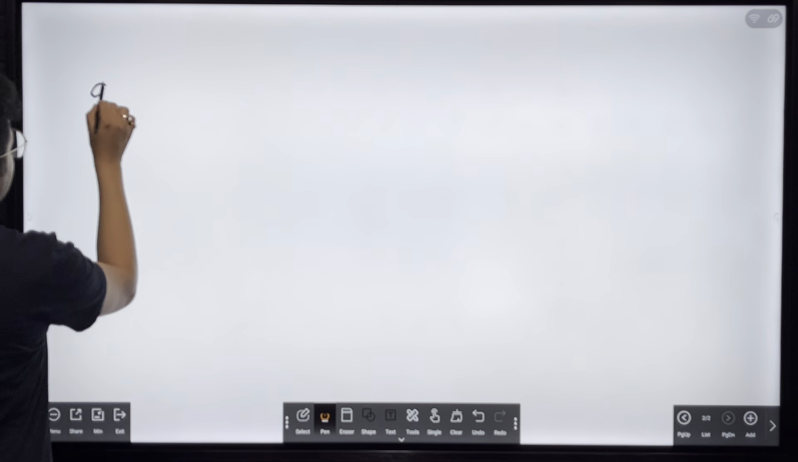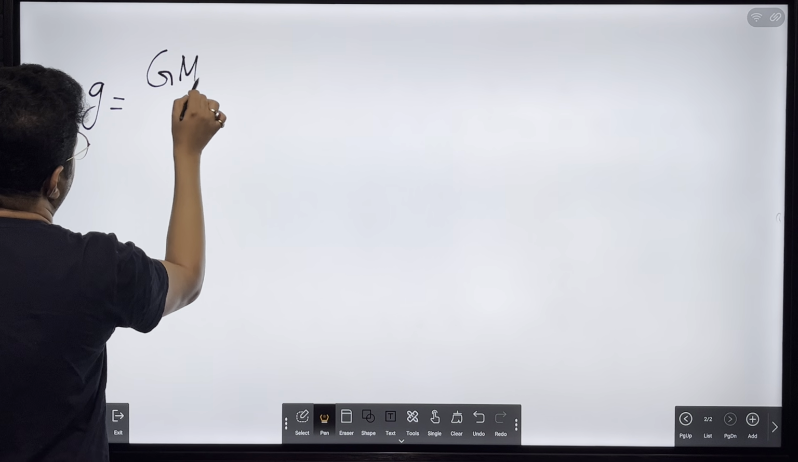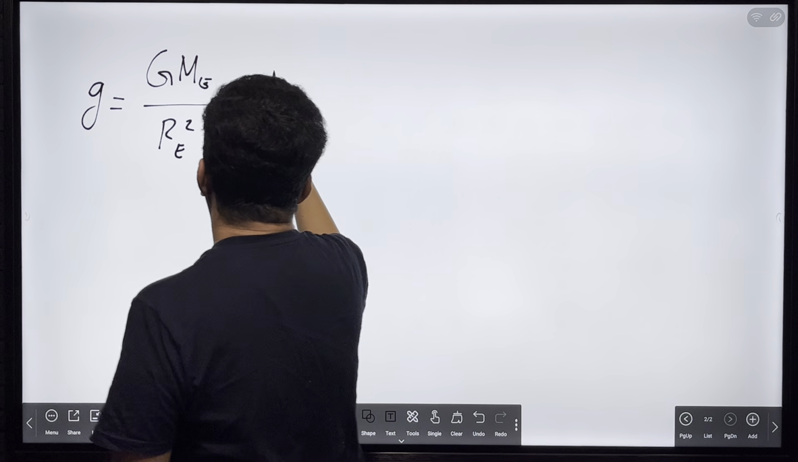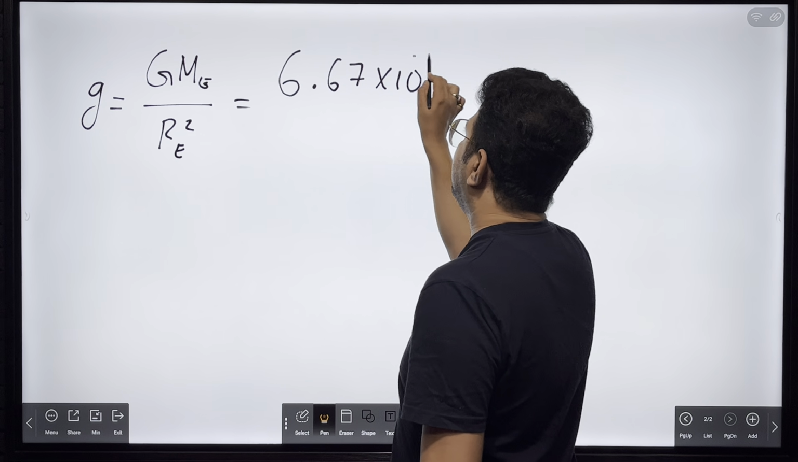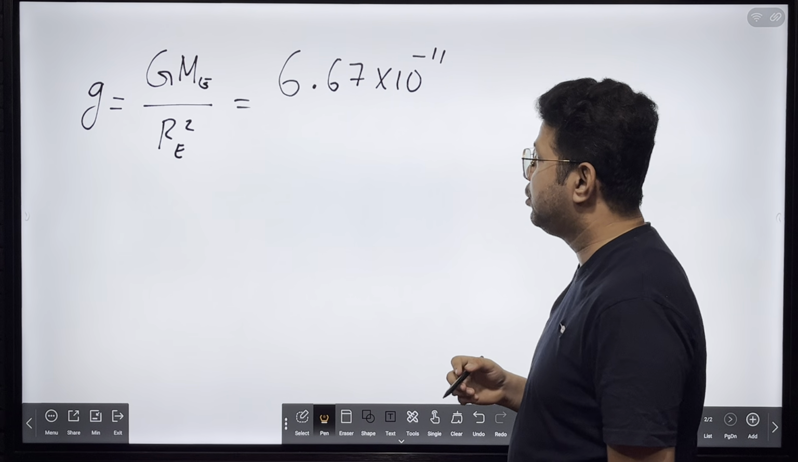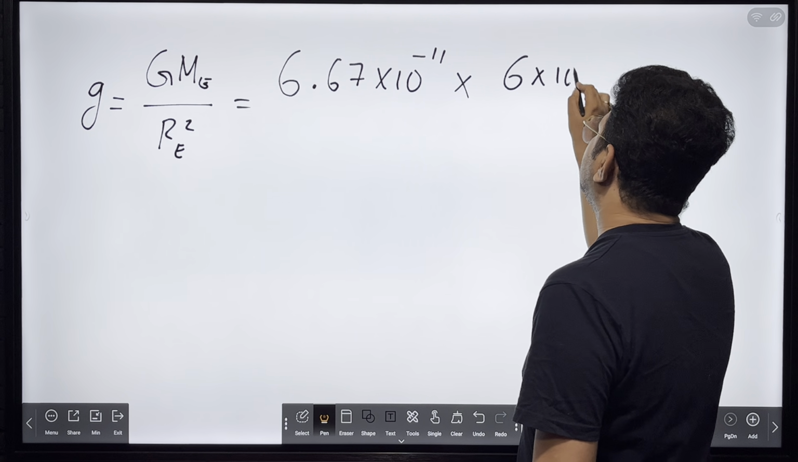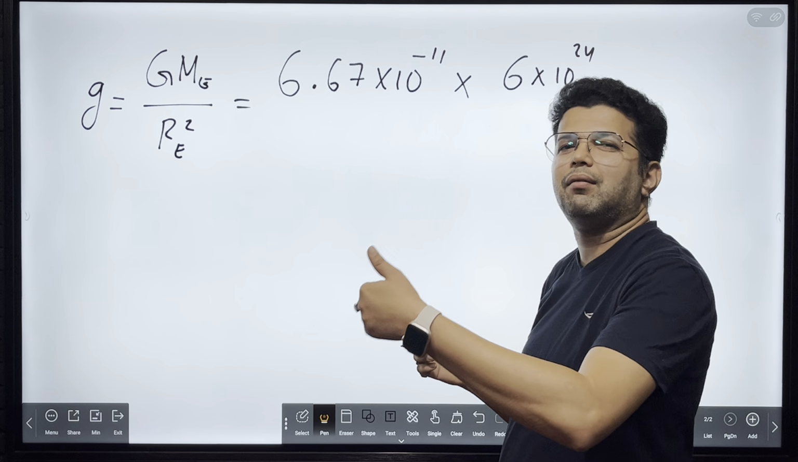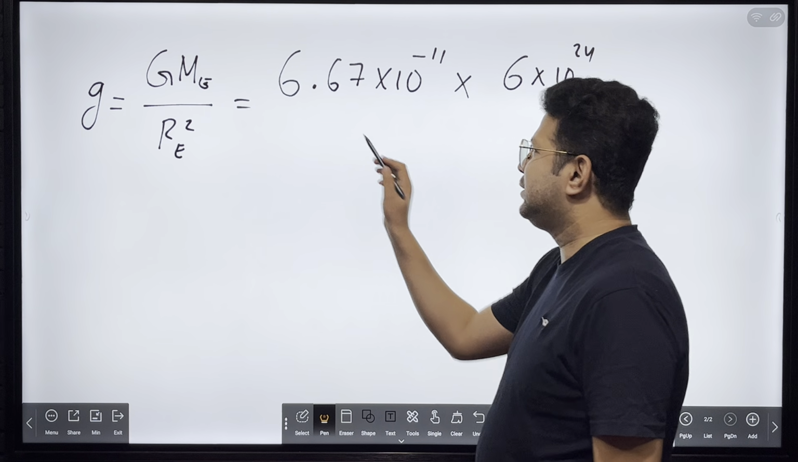So g is equal to, if you know all the values, G Me by Re square. That is equal to, G means what? What is the value of G? 6.67 into 10 to the power minus 11 Newton meter square kg to the power minus 2. Mass of earth is approximately 6 into 10 to the power 24 kg. It is something like 5.97 into 10 to the power 24. For simplicity, I have taken just 6.